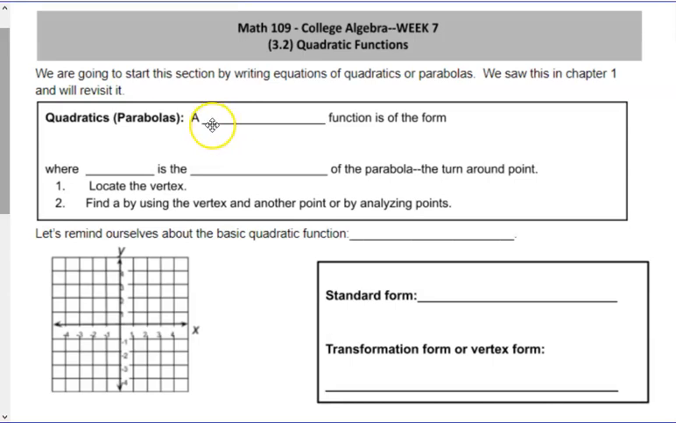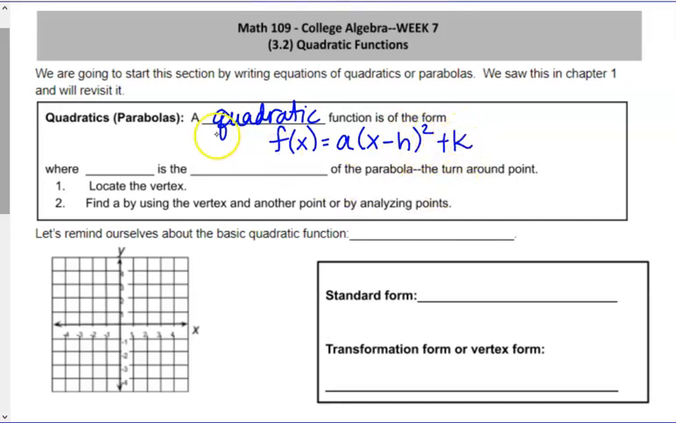So, quadratic function, which also is signified by or known as a parabola, takes on the form f of x equals a times x minus h squared plus k. That prefix quad might throw you off a little bit. You might think it has something to do with a 4, but it actually does not. It is a power of 2.